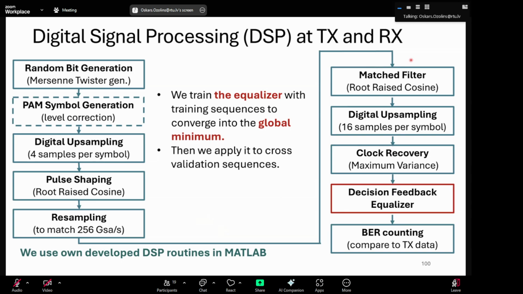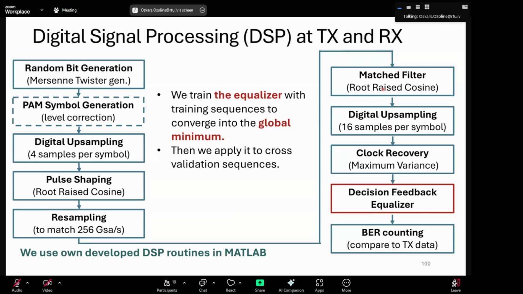Here it's just the digital signal processing routines, but this is one instrument and this is a second instrument. This instrument is called an arbitrary waveform generator. This instrument is called a digital storage oscilloscope. With this digital storage oscilloscope, you can record electrical signals of a certain duration, and then you record the samples of these signals.